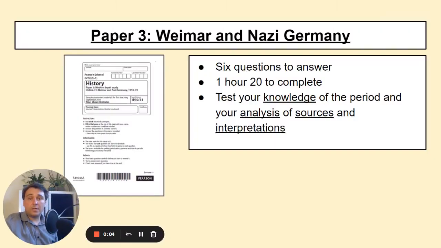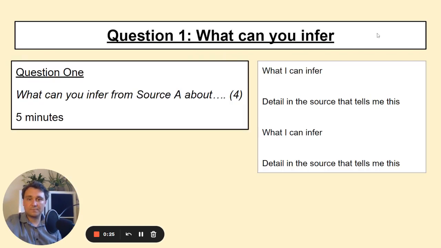Hello, in this video we're looking at how to answer the questions for paper 3, Weimar and Nazi Germany. In this exam you'll have 6 questions to answer. We're going to go through the first 2 in this video. It's 1 hour 22 complete and it's testing your knowledge of the period, so you're looking to bring in some really good detail, but also how you're able to analyse sources and interpretations.